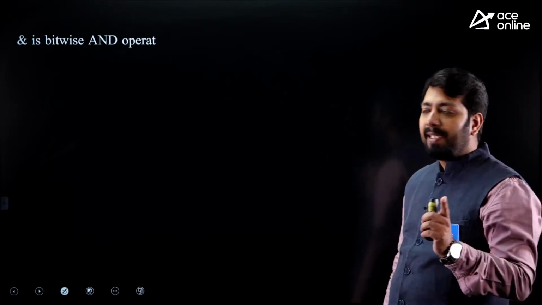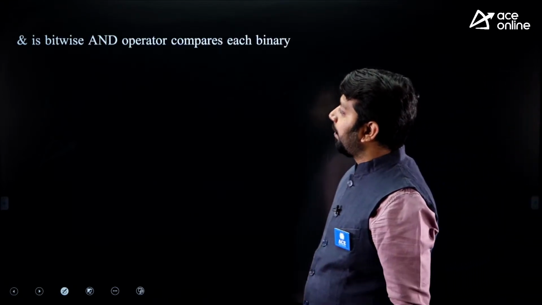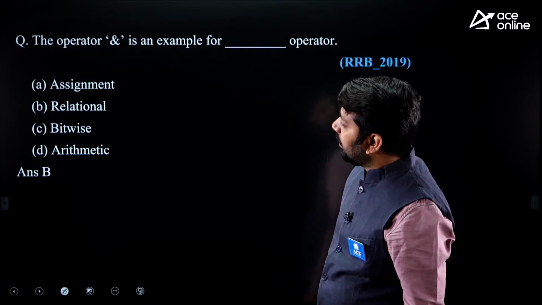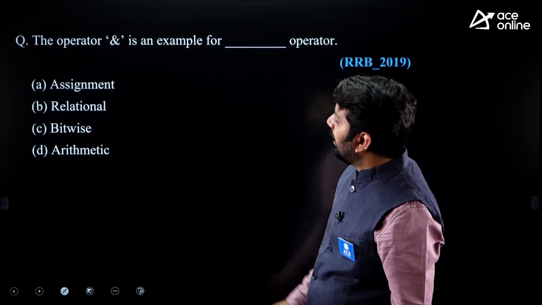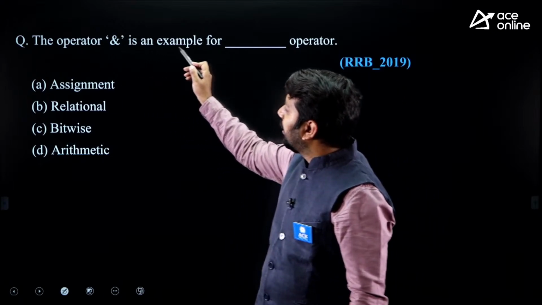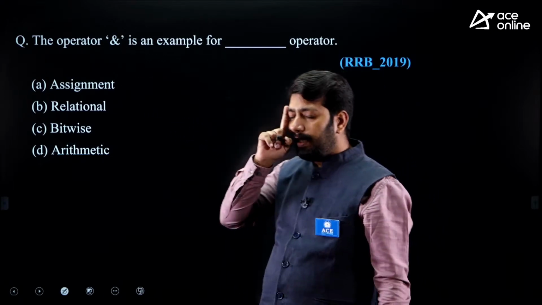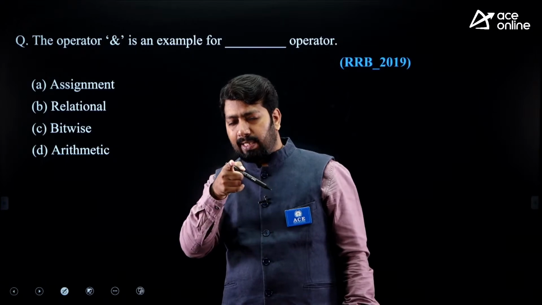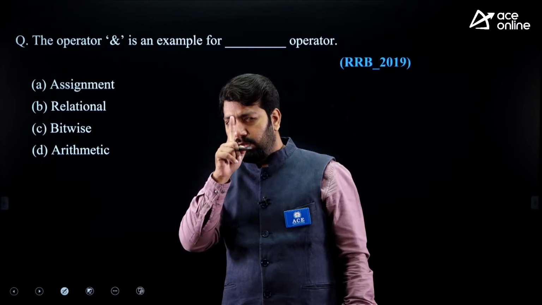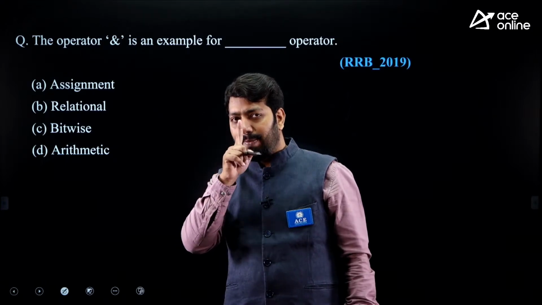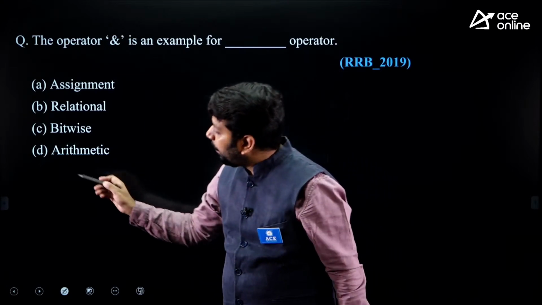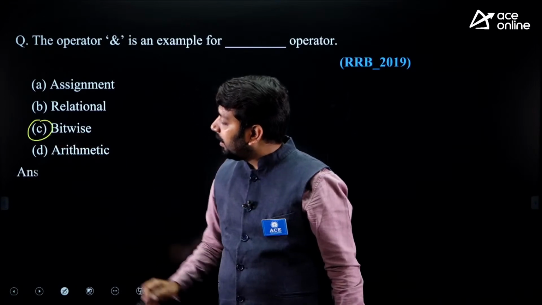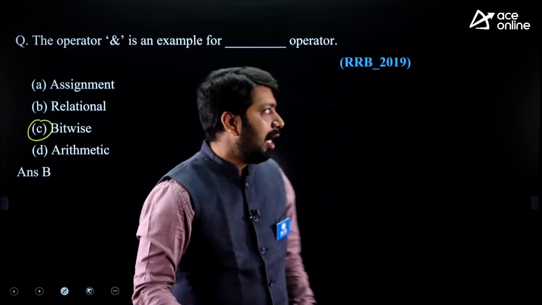Let me explain bitwise operators. Fine. So what is a bit? Okay, before bitwise there is a question. The operator AND is an example of what? Now you might be thinking, sir, it is a logical operator, isn't it? We just used logical AND, but there is a difference. Fine. This is a bitwise operator, not a logical operator. How?